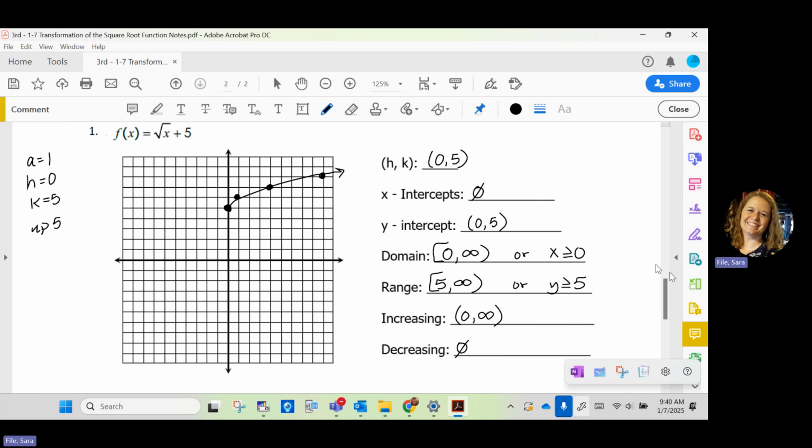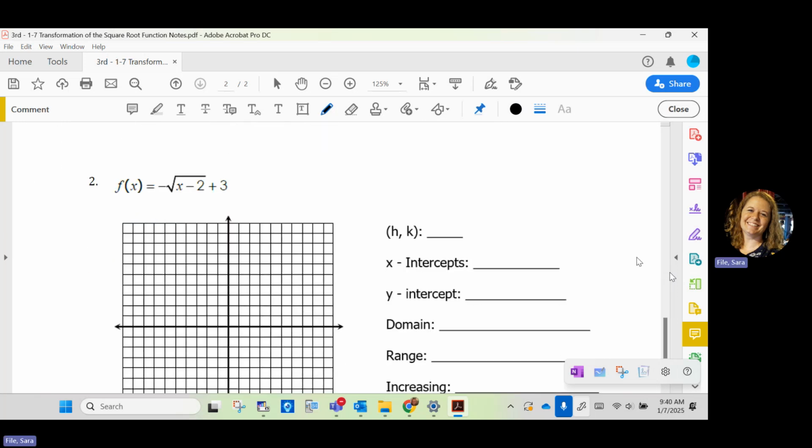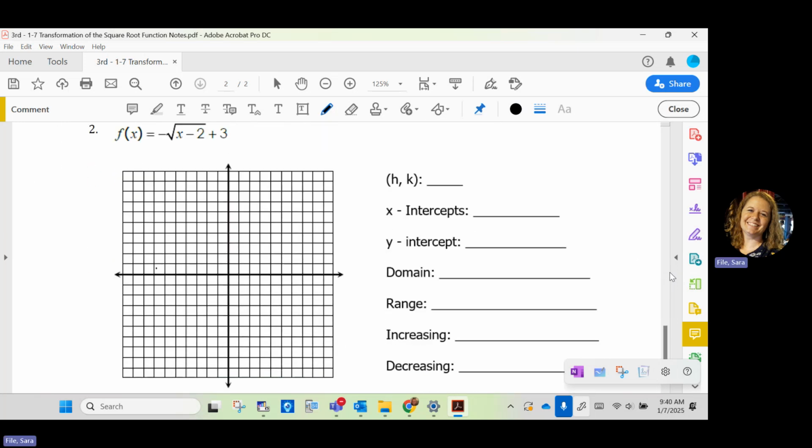We feel okay about that? So that was just the parent function shifted up 5, and we were able to still give the key features. Okay, one last one. Now this one's got some more transformations. What's A here? Good, it's -1. Okay, what is H? And K? Very good. So my HK is 2, 3. That's my starting point or end point, whichever way you prefer to think of that. So 2, 3.